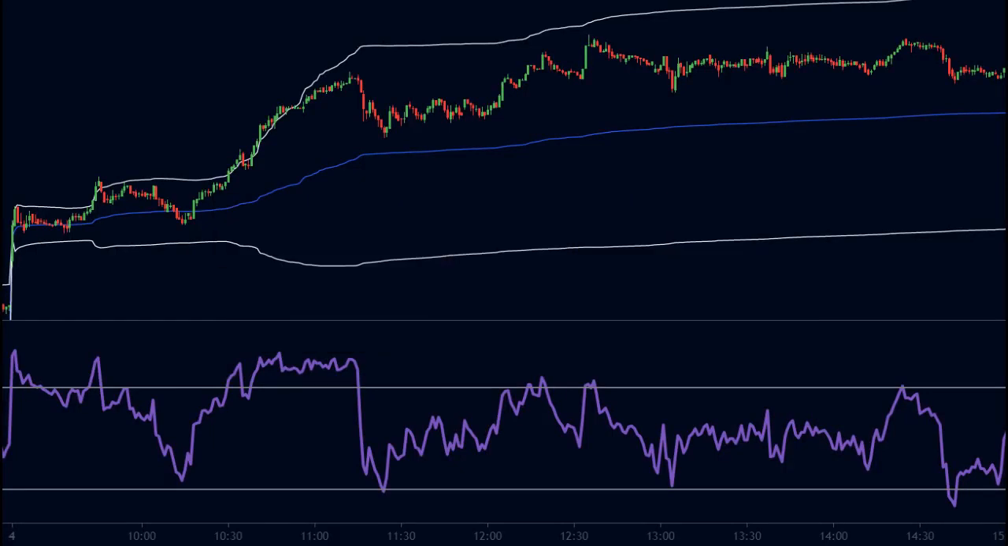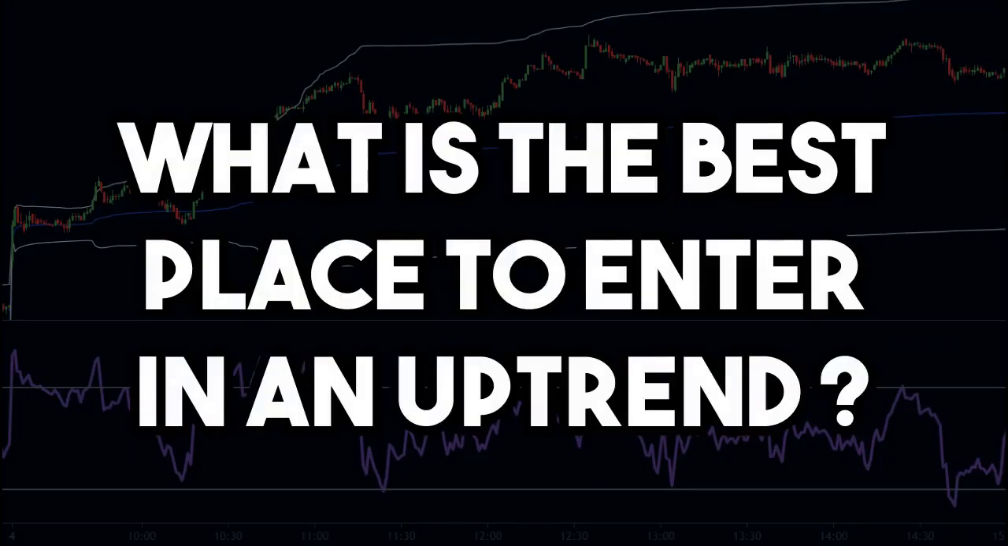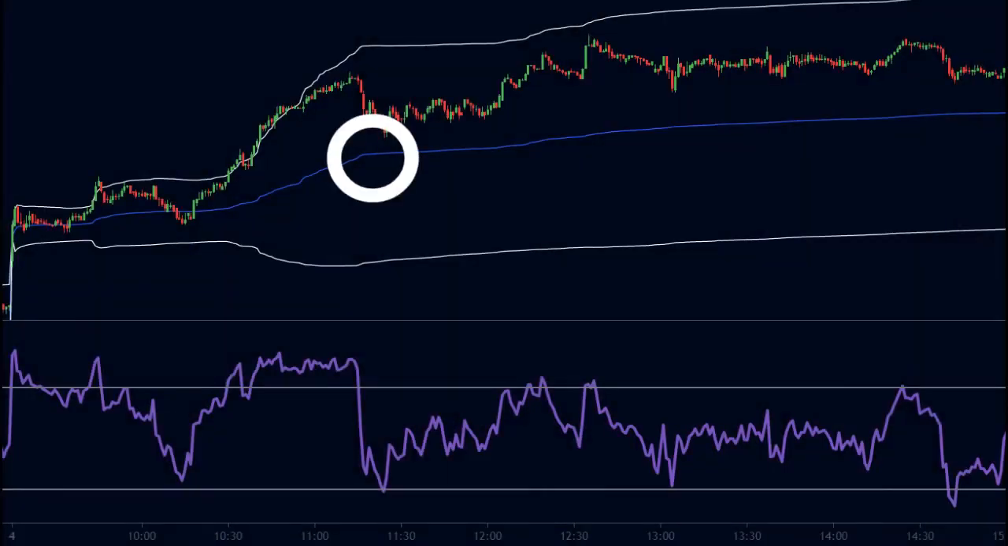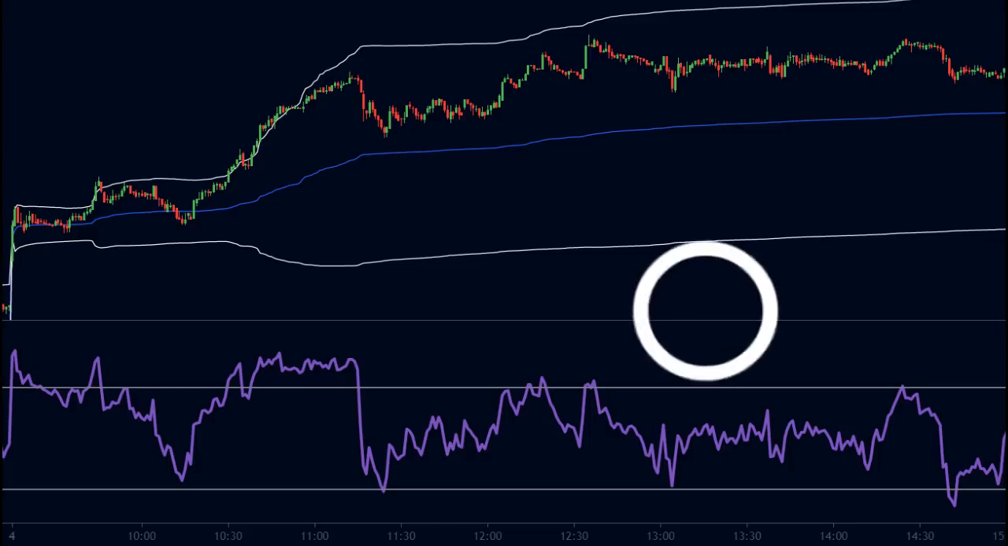And if you remember, what is the best place to enter in an uptrend? The Vwap. Therefore, we will wait for the price to come near the Vwap. So here, we see that the price makes a pullback and comes near the Vwap. Now, note that it does not exactly touch the Vwap, but it is really close.